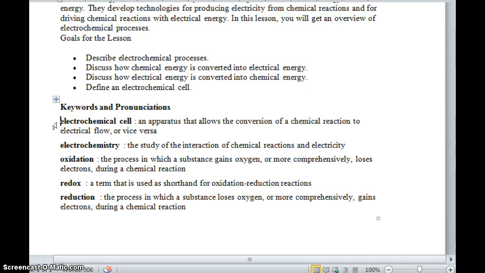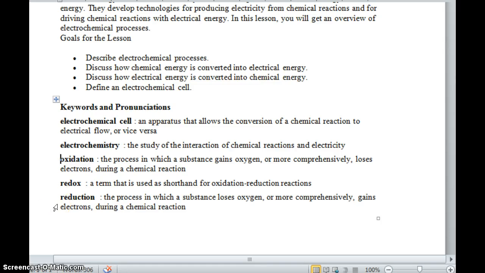An electrochemical cell is an apparatus that allows the conversion of a chemical reaction to electrical flow, or vice versa. Electrochemistry is the study of the interaction of chemical reactions and electricity. Oxidation is the process in which a substance gains oxygen, so oxidation, oxygen, or more comprehensively, loses electrons during a chemical reaction. Redox is the term that is used as shorthand for oxidation-reduction reactions.